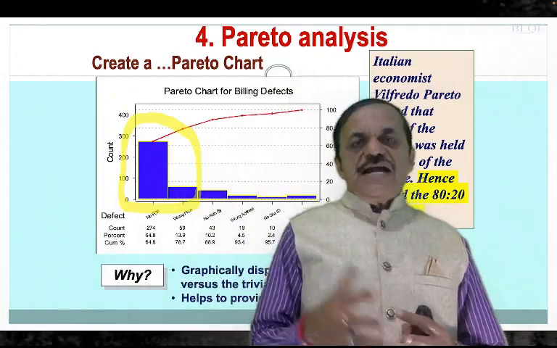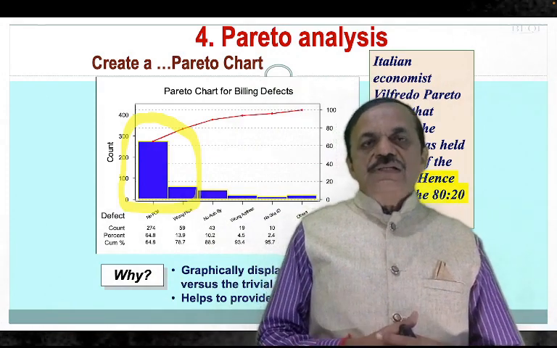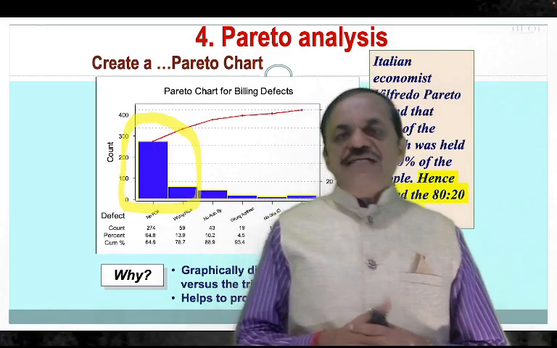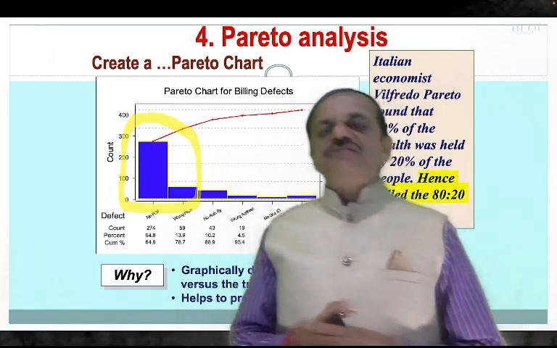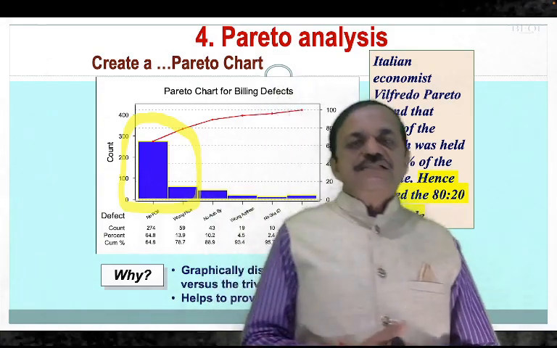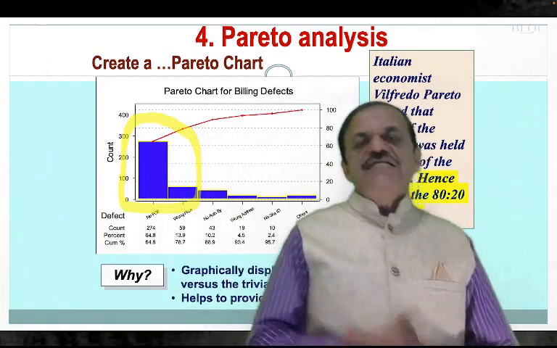How did I arrive at this? Let us get into the background. Pareto chart was devised by Wilfred Pareto, a financial analyst who found 80% of the wealth was found with the 20% of the people. He extended it to other areas also, hence it is called as 80-20 rule.